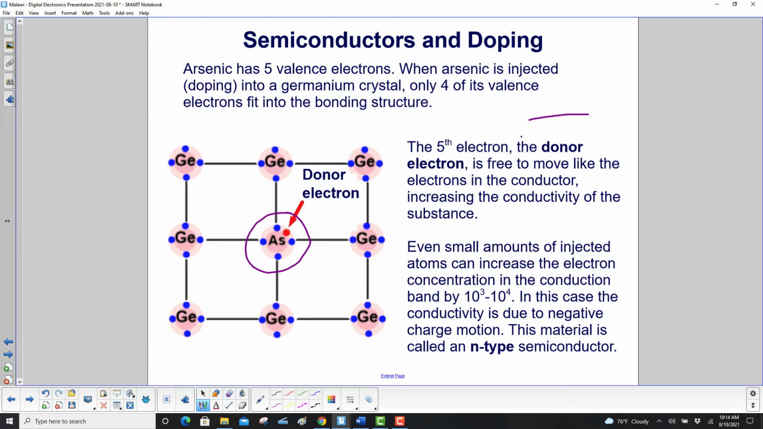Remember, you had your valence band down here, your energy gap, and then your conduction band up here. It can increase the electron concentration by 10 to the 3rd to 10 to the 4th. In this case, the conductivity will be due to negative charge motion. This material is called an N-type semiconductor, N for negative.